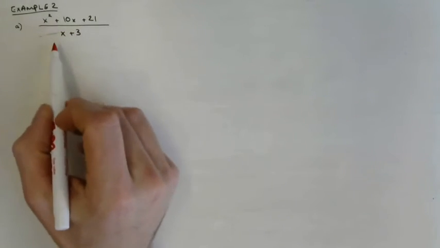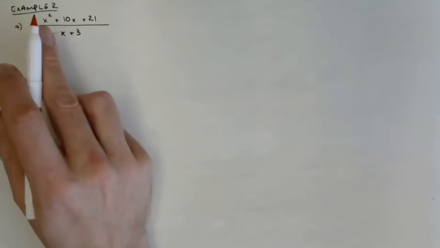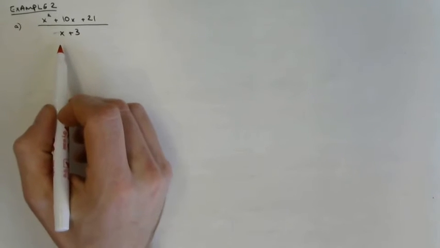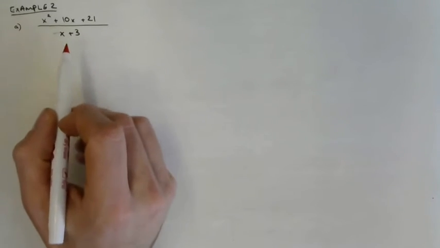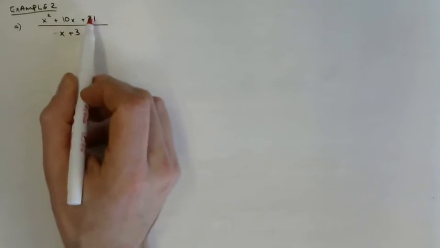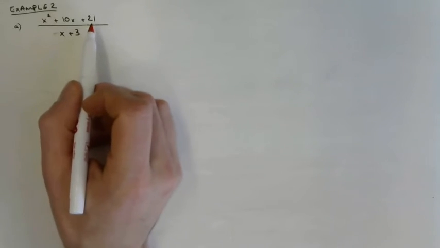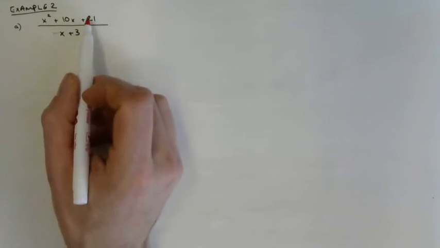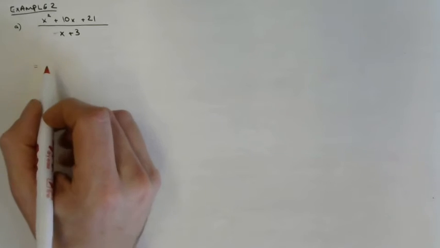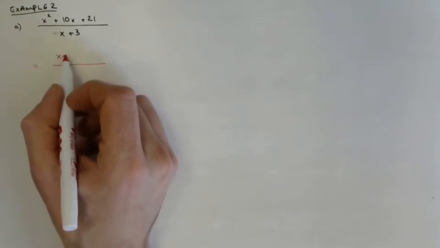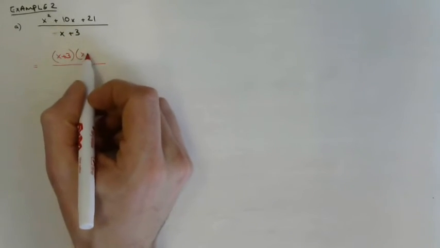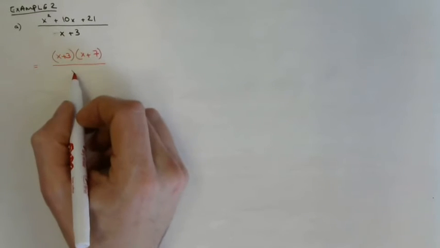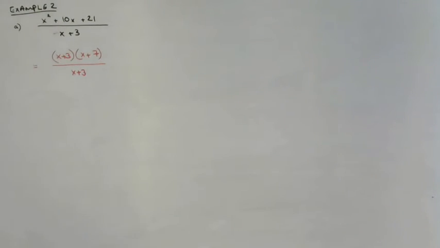Down here, I can't simplify that any further. X plus 3 is the polynomial in the denominator. But this is going to multiply. I'm looking for two factors that multiply to 21, add to 10. So the numerator is going to be x plus 3, x plus 7, and the denominator is still x plus 3. Now what's going to happen here? The x plus 3 is going to cancel out with the other one.